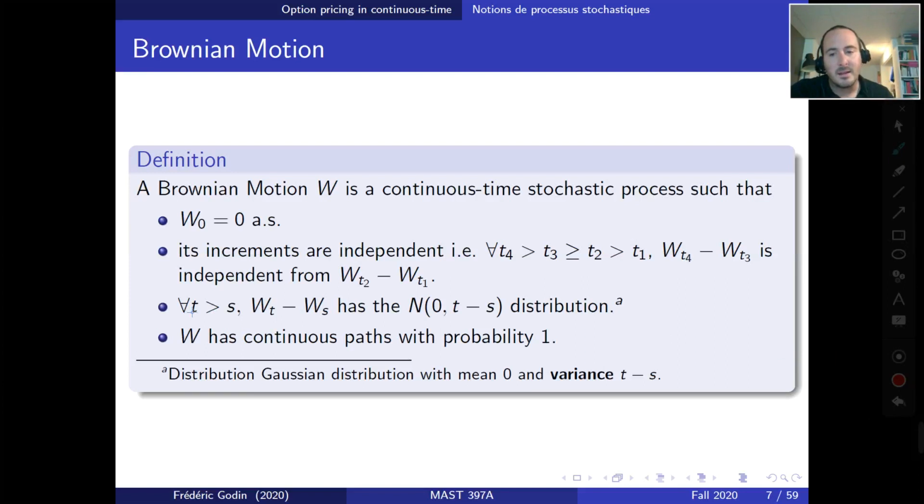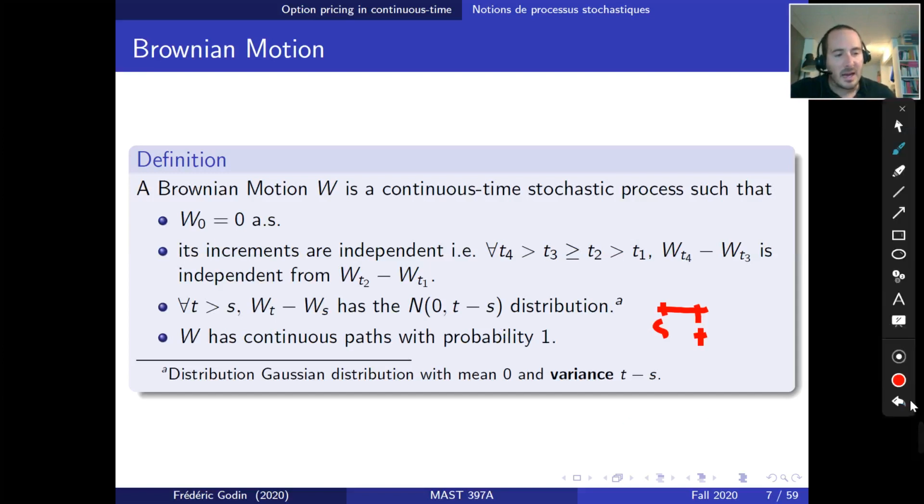So for any time point t greater than time point s, consider the variation of the Brownian motion between s and t. If we draw a picture here, this is time s, this is time t. Then the variation of the Brownian motion over this interval has a normal distribution with mean 0 and variance t minus s. So the variance of the variation of the Brownian motion is proportional to the length of the interval, whereas the mean is always 0.